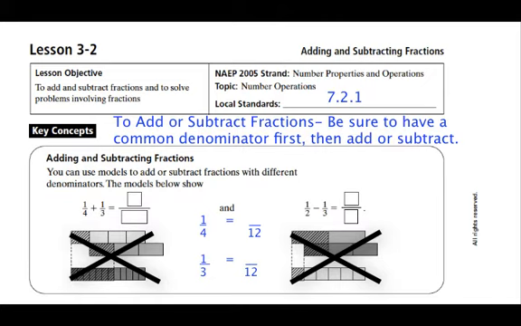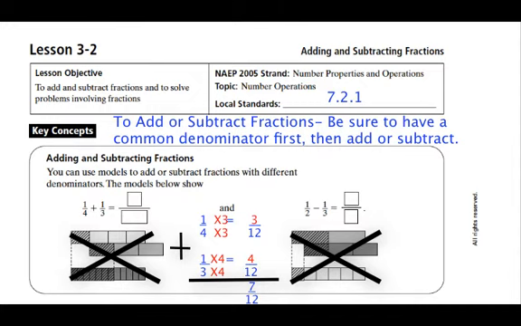We're going to rewrite each fraction so it has a common denominator of 12. So 1/4, we'd multiply the top and the bottom both by 3, so we end up with 3/12. For 1/3, we're going to multiply the top and the bottom by 4, so we end up with 4/12. So we have 3/12 plus 4/12, which equals 7/12. And that's actually simplified.